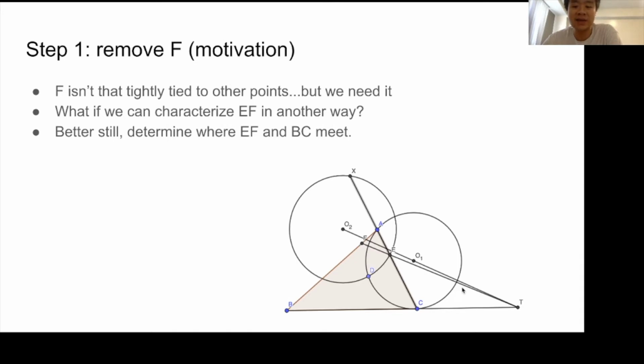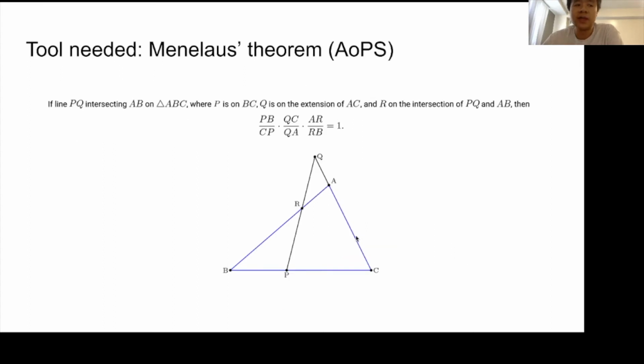So what if we just understand what line EF is really about, without relying on the point F? Or better still, what if we know the intersection of BC and EF? We define this point as T, and then we just have to prove that T lies on O1O2. If we really want to understand what T looks like, then there's one tool that we really need, which is called Menelaus' Theorem.